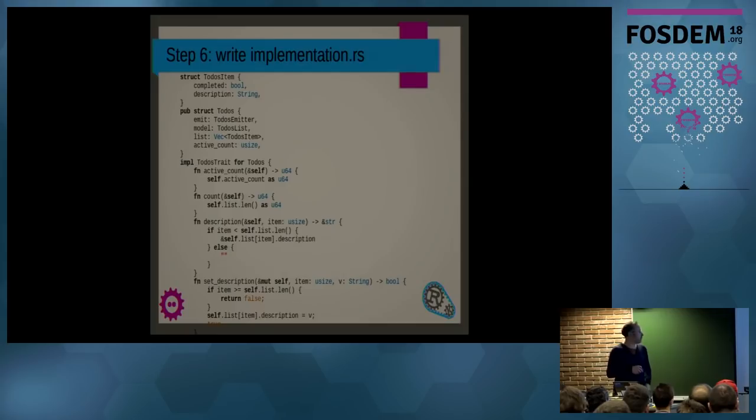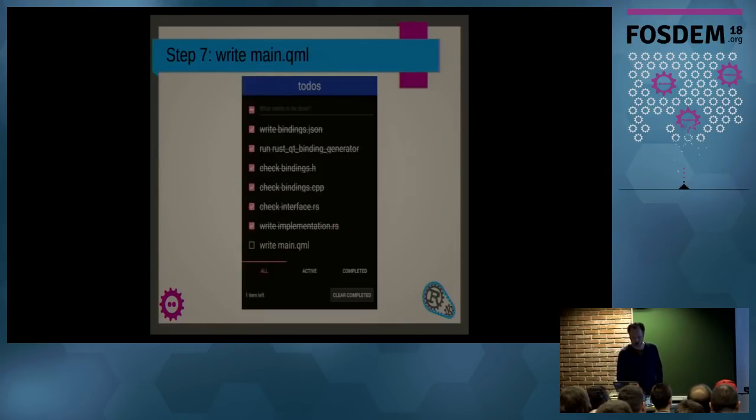So now we implement the trait, and this is also fairly simple. We need to get the value for the active count, and we just return the value. Also for the total count, we just return the length of the list. And when we want to know the description at a certain index, we just give back that value. So this is quite straightforward and simple, and this is the part which you will have to implement when you are writing a connection between Rust and Qt.